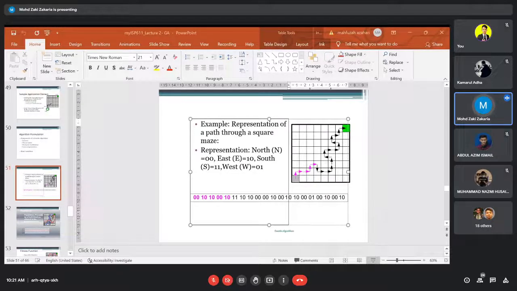And then after we define the representation of population or chromosome, we need to define the fitness function for this problem. So our fitness function, for example, is f(x) equal to the number of steps. This is minimum. So the lowest value means the best chromosome, the shortest movement, meaning the best quality of chromosome.